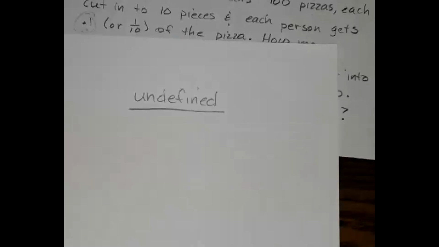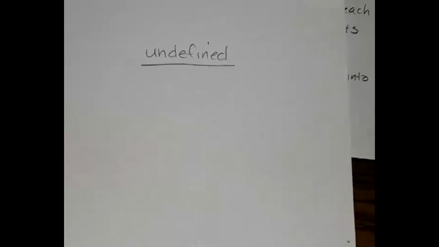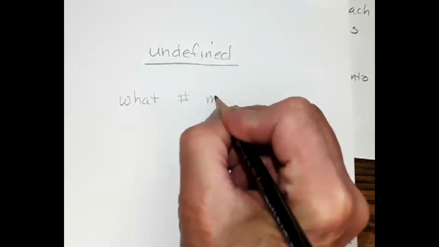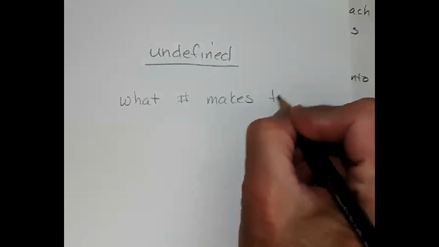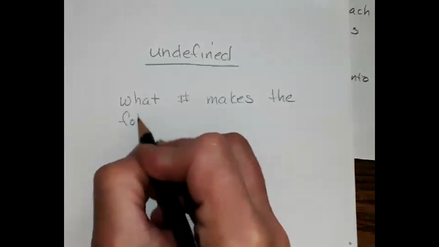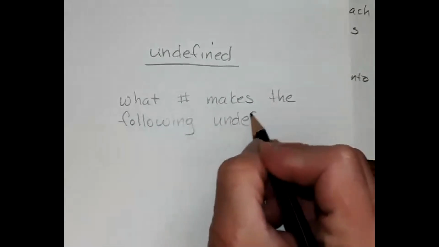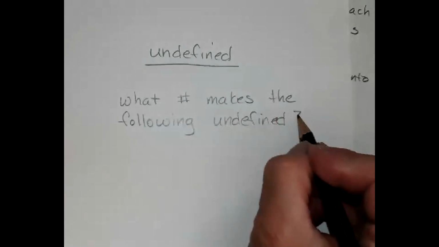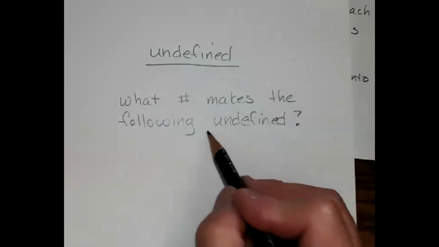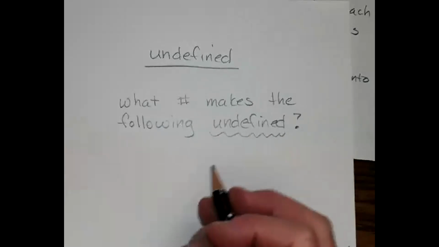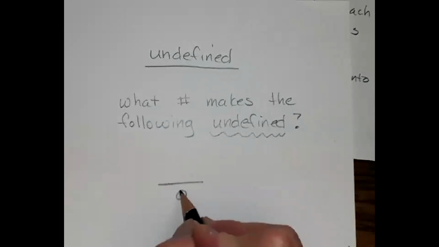Okay, so it's not unlikely that you'll see a question on the GED test that says something like, what number makes the following undefined? When you see this, your clue is, oh, that means they're trying to divide by 0.